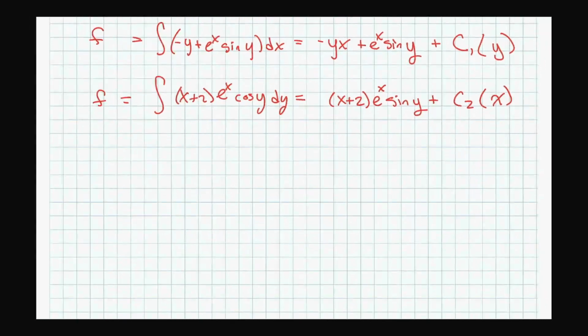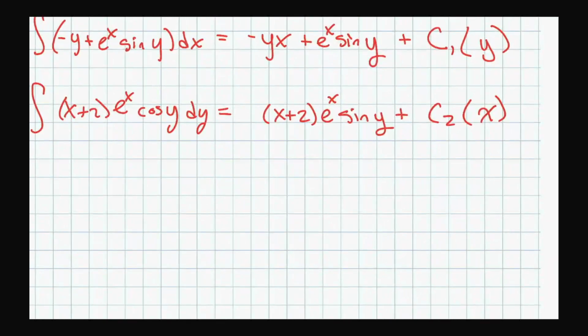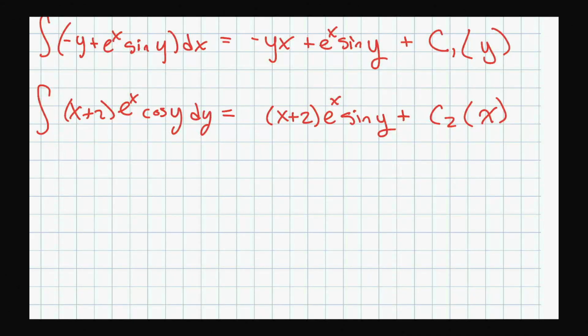And then what I do here is, just for this problem because of the way it's written, I should multiply this out so we can look at it better. If I distribute the x and the 2 here, you have x e to the x sine y, and then if you multiply the 2 here, you have plus 2 e to the x sine y, and then plus your c2 of x. Okay?